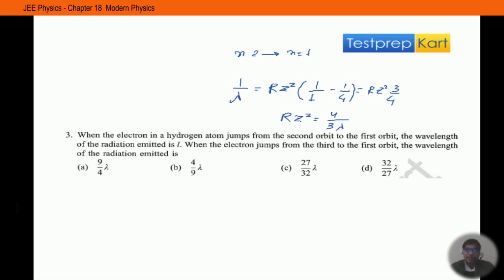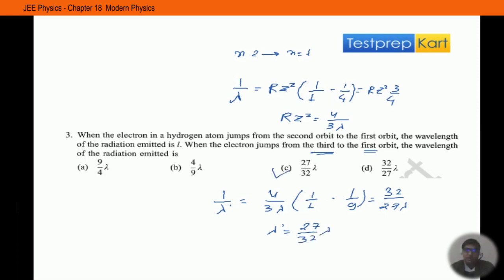Okay. Now in the next half part it is saying, when the electron jumps from third to first orbit, means n2 equals 3 and n1 equals 1, then the wavelength of emission is? So 1 over lambda dash can be written as R Z square, that can be replaced by 4 over 3 lambda, and the final orbit is the first one, so 1 over 1 minus 1 over 9. 3 square is 9. So from here we'll get 8 over 9, that can be written as 32 over 27 lambda. So from here we can write lambda dash is equal to 27 over 32 into lambda. So choice C is correct in this case.